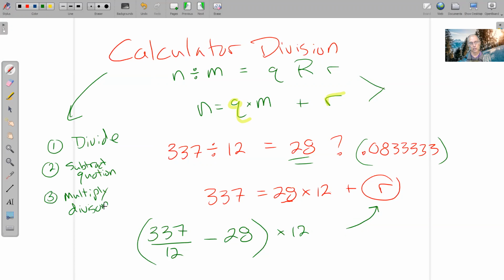Now this is only on calculators that don't have integer division. Some calculators have a button that will automatically give you the quotient and the remainder. Here, it's 12 remainder 1. So there are some calculators where you just push a button and it will say, the answer is 28 remainder 1. Okay, so we multiply the divisor back, and that gives us the remainder.